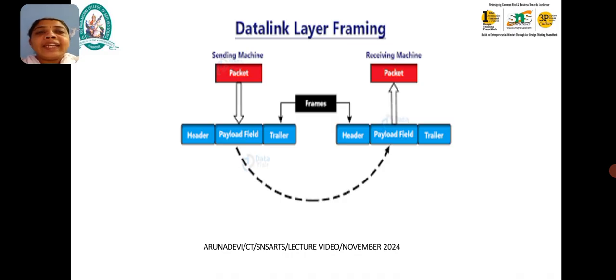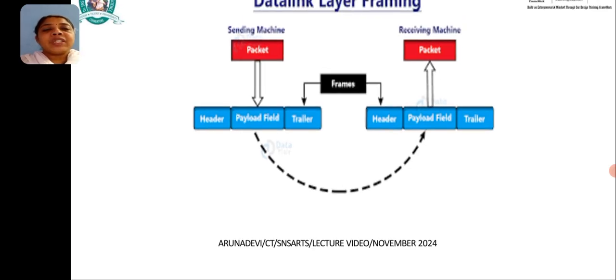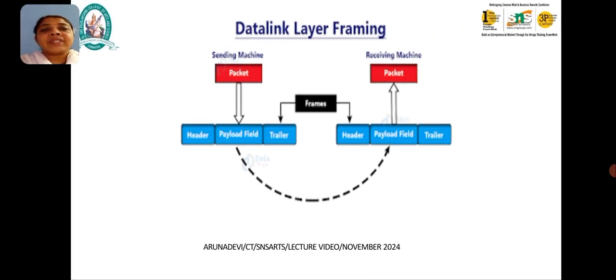In the data link layer, I said the data can be divided into frame-like structures. Frames have to follow certain rules and regulations. The frame consists of different headers, meaning the packet is received from the layer above, like the network layer, and the packet is sent as frames. It consists of different parts like the header, payload field, and trailer.